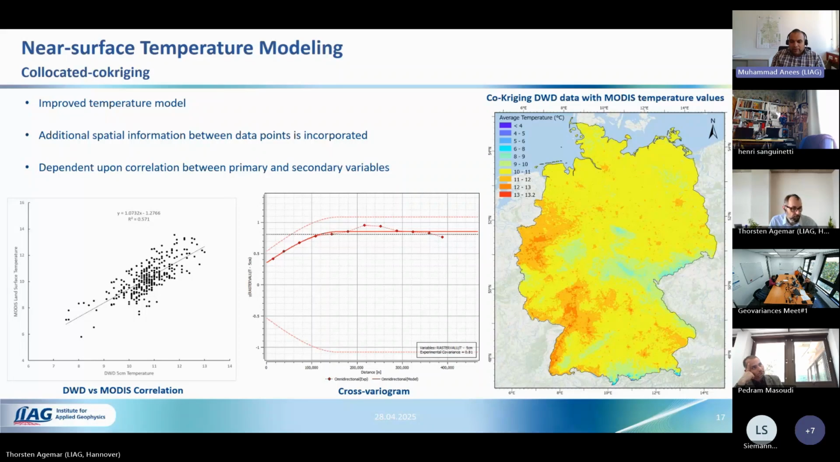So the idea now is to get higher resolution data from Landsat 8, which has a pixel resolution of 100 meter. We are hoping to get a better correlation from this product as well, so that we can then produce a good temperature model, especially for the surface conditions. Next slide.